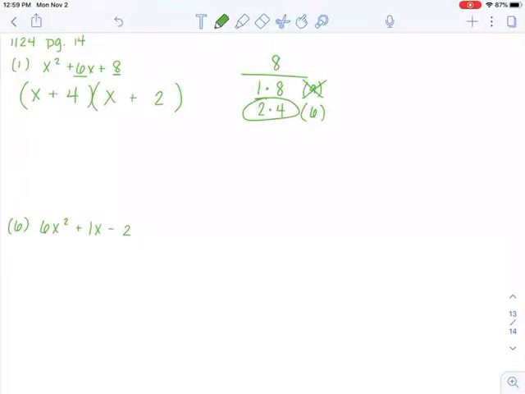To double check ourselves, we look at our inner 2. Think about FOIL: first, outer, inner, last. We look at the inner 2 and multiply the coefficients. The 4 times my imaginary 1 would be 4, and my 1 times my 2 would be 2. If I add these up, again, I should get 6. Therefore, these are the correct factors.